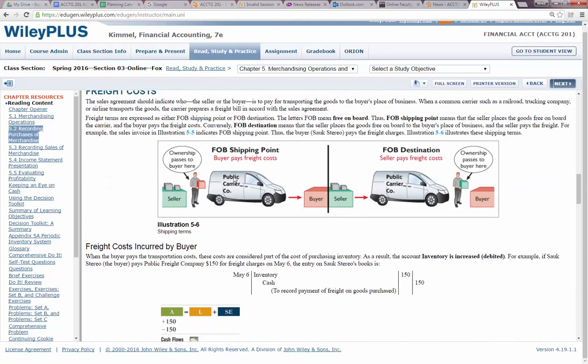This whole discussion of freight costs and who owns the goods when, and who pays for them. So there's FOB shipping point. FOB means freight on board, and then there's FOB destination. So if you purchase something FOB shipping point, that means that the person buying it takes ownership of it at the point where it's shipped from. So that means that the buyer pays for the freight. And if you buy something FOB destination, that means the ownership doesn't change hands until it gets to the buyer's location, which means the seller pays the freight.